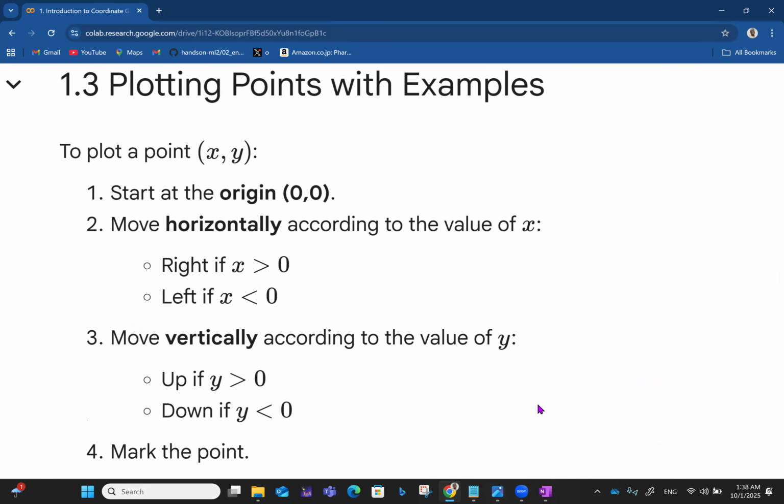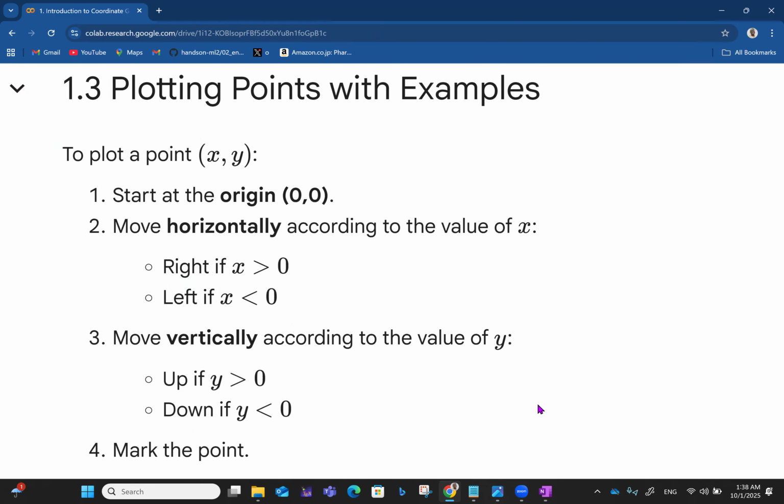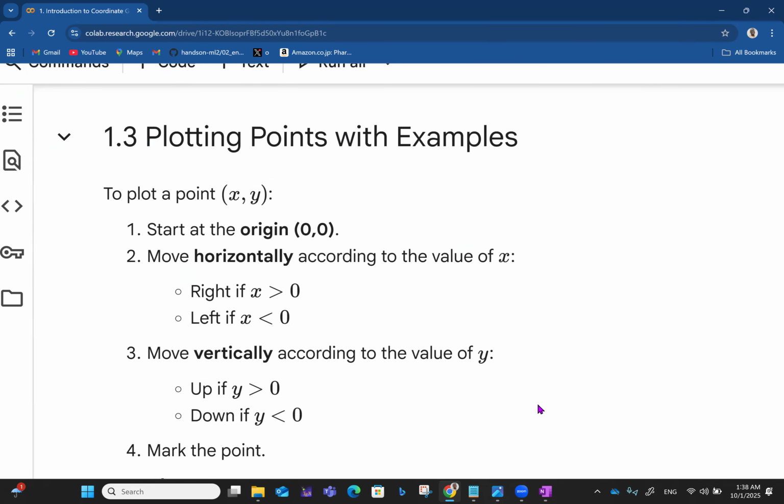To plot a point (x, y), you need to start at the origin (0, 0), and then move horizontally according to the value of x. So you move right if x is greater than 0, you move left if x is less than 0. Then you move vertically according to the value of y. You move up if y is greater than 0, and you move down if y is less than 0, and then you mark the point.